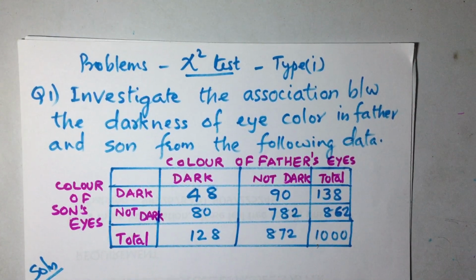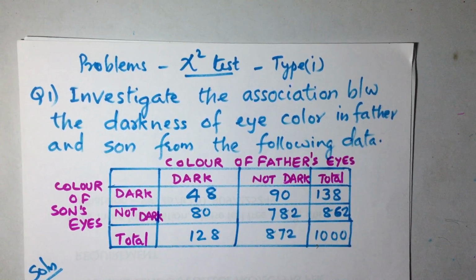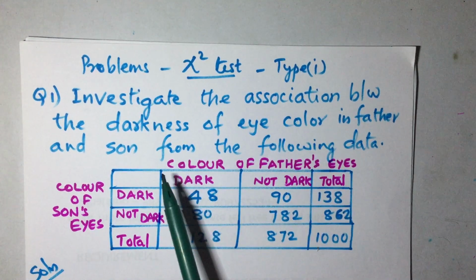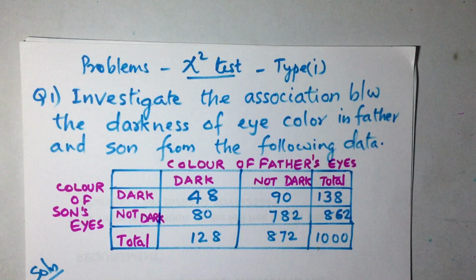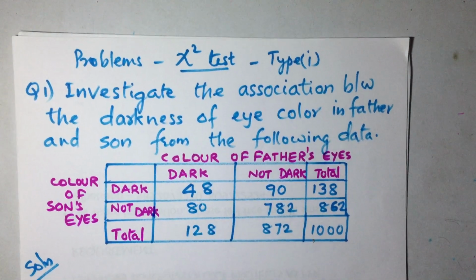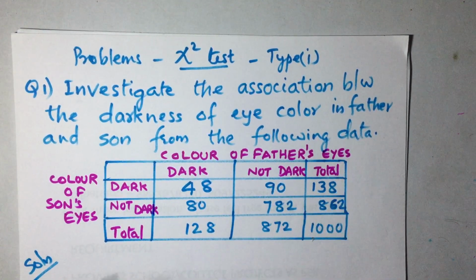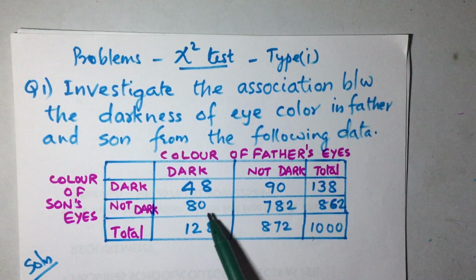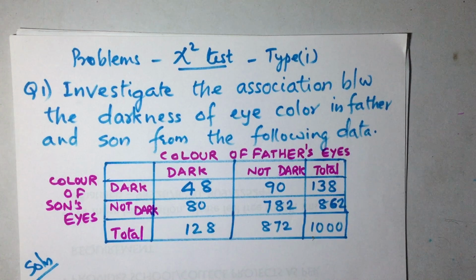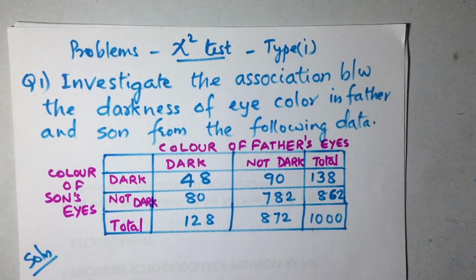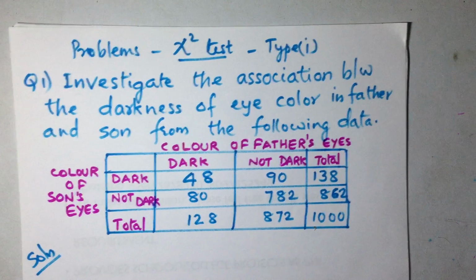Let's solve some problems related to chi-square test. So this is of type 1. Investigate the association between the darkness of eye color in father and son from the following data. Okay, so some data related to color of father's eyes and color of son's eyes is given. So this is the observed frequency. This is a frequency got by certain studies. So observed frequency is this one. We need to investigate, is there any relation between the color of father's and son's eyes.